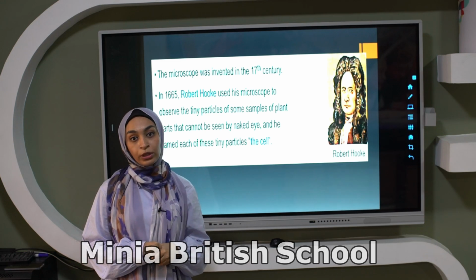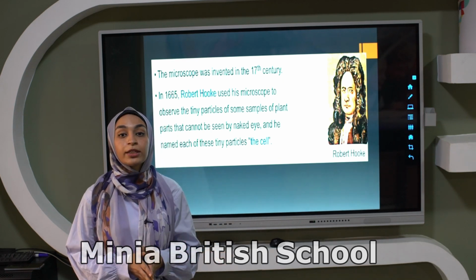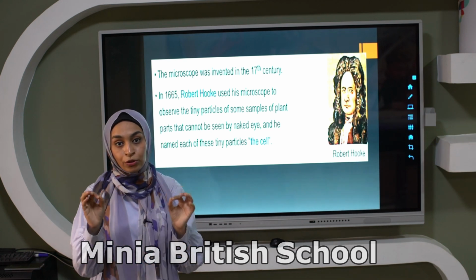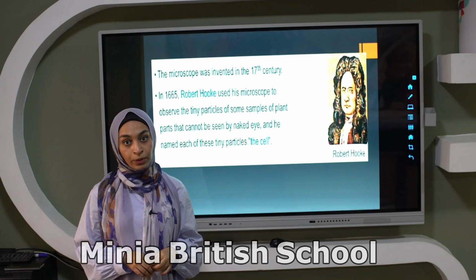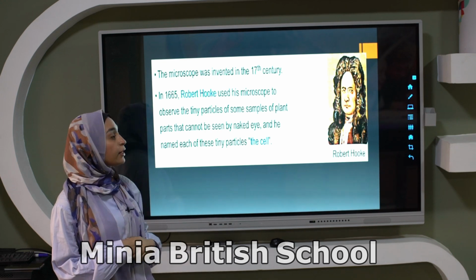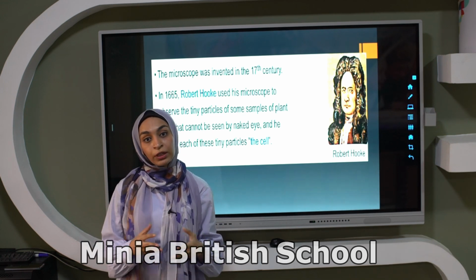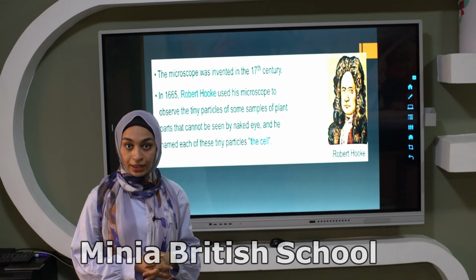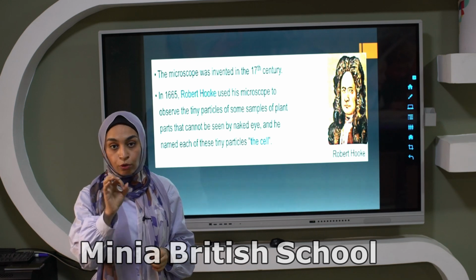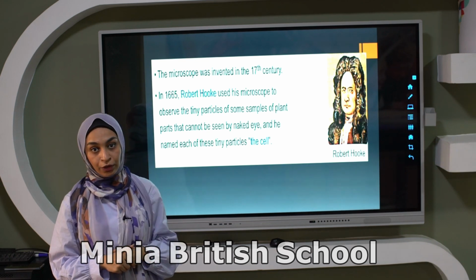Also, although we know that the cell is very tiny, there are other cells that are very big. We can see them with our naked eye. But there is a scientist called Robert Hooke who invented the compound microscope, in the 17th century, in 1665. And he called the tiny particles that the bodies of living organisms consist of, the cell. So, who is the scientist that discovered the microscope? I can write Robert Hooke in the 17th century, or we can say in 1665.